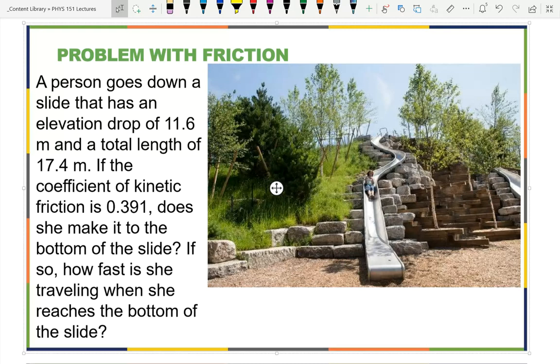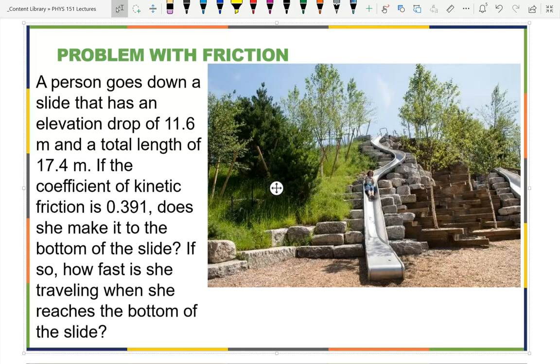Then we have, okay, and she easily makes it down. It turns out that the downward component of the frictional force is much bigger. Remember, to get that frictional force, you need the force normal, which means you have to break the forces into components just to get that force normal, no matter how you choose to solve it. If she gets to the bottom, how fast will she be traveling?